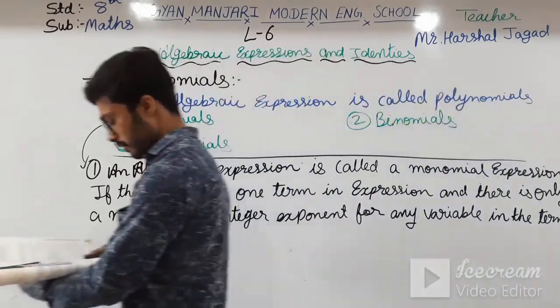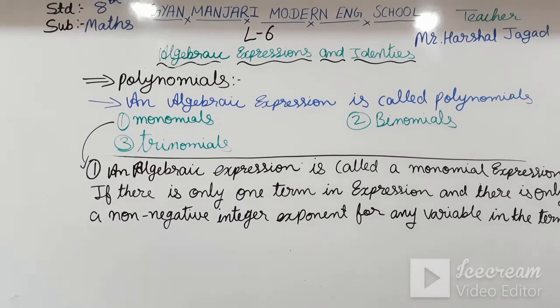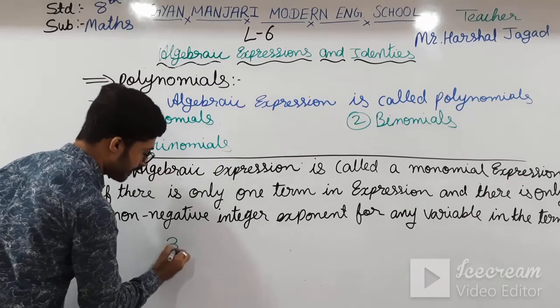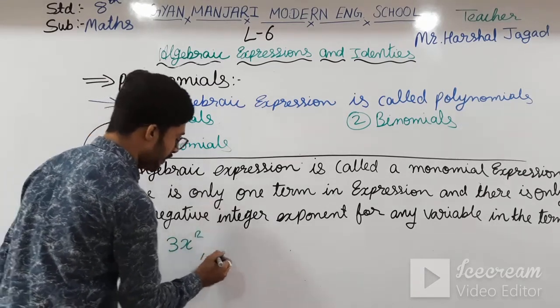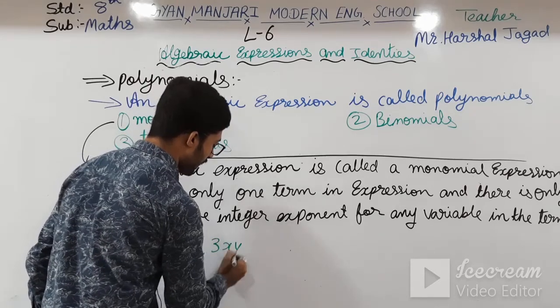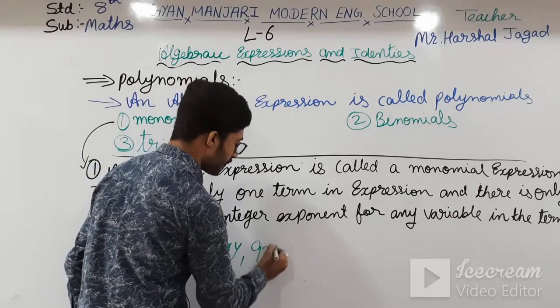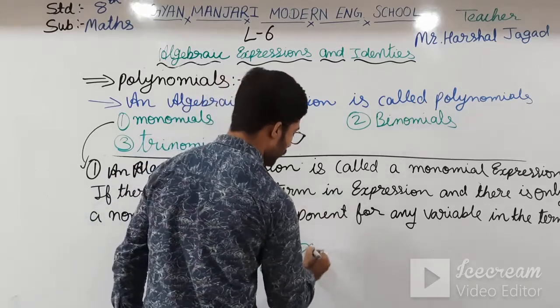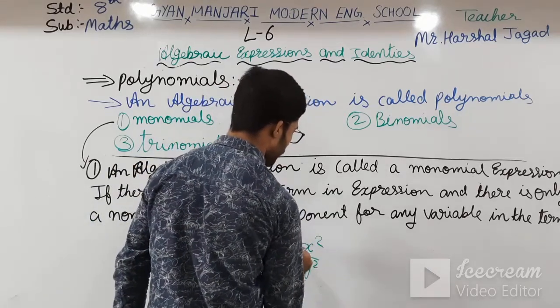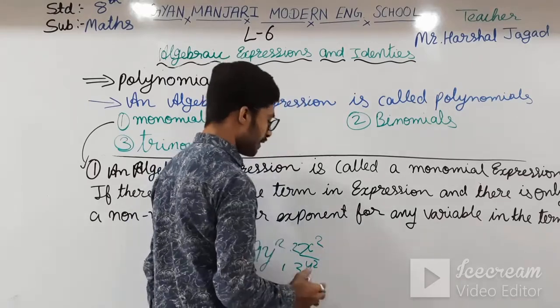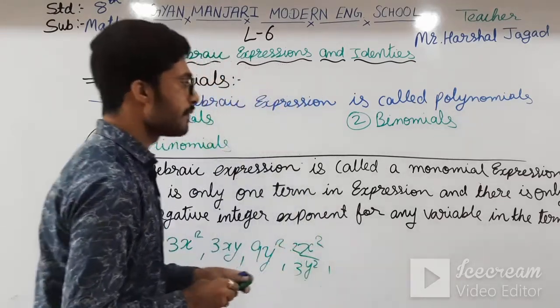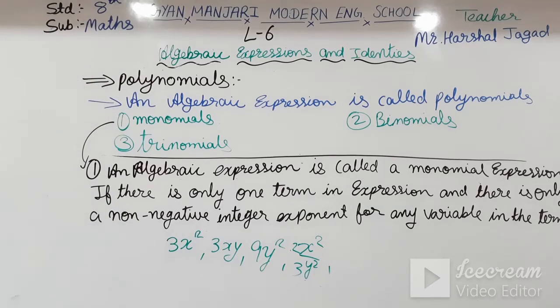Okay students, so here are some examples of monomials. I am writing the examples: x square, 3x square, or 3xy, or 9y square, or in the form of x square by y square. Here you can write 2x square, 3y square. So these are some of the examples of monomials. Okay students.